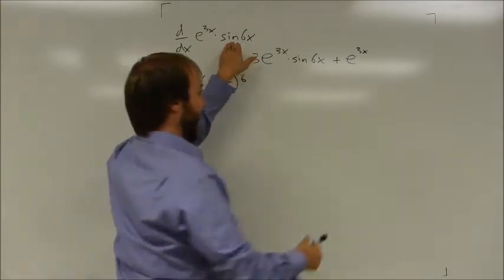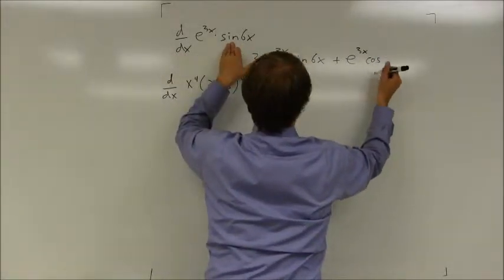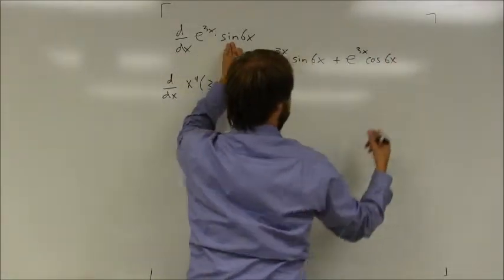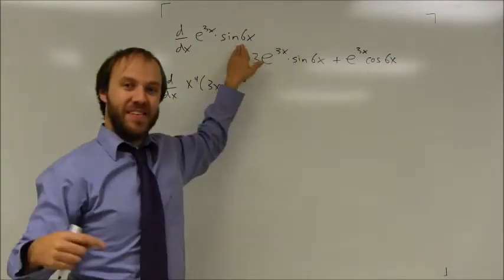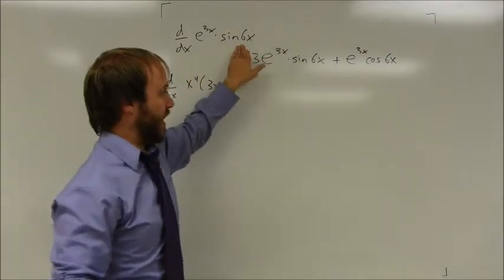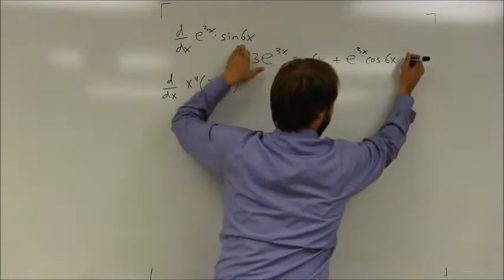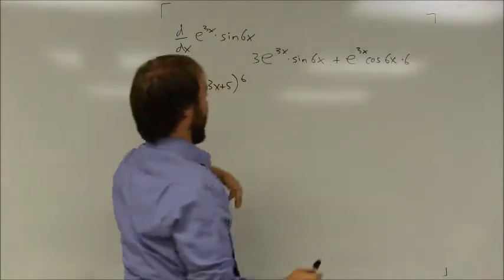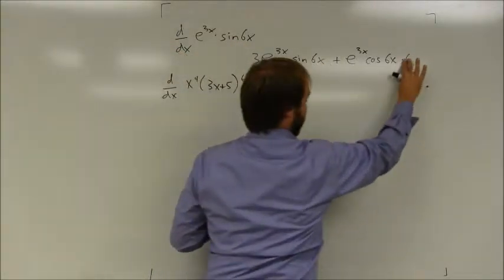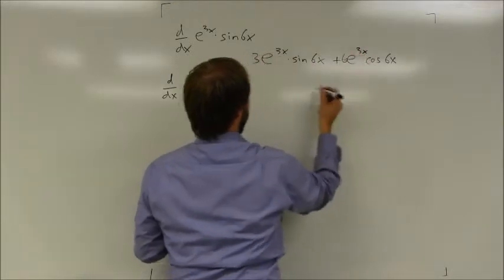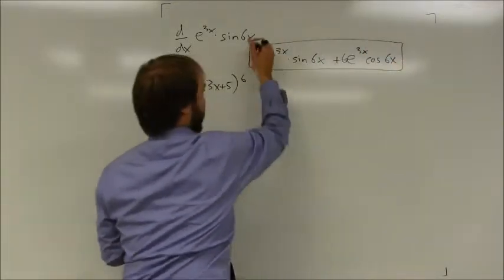Outside function is sine. The derivative, of course, is going to be cosine of 6x. But remember, I have an inside function. Chain rule applies here, and so this is going to end up being multiplied by 6. Really a better form for this would be to take that 6 and move it out in front. So we get something that looks like this.